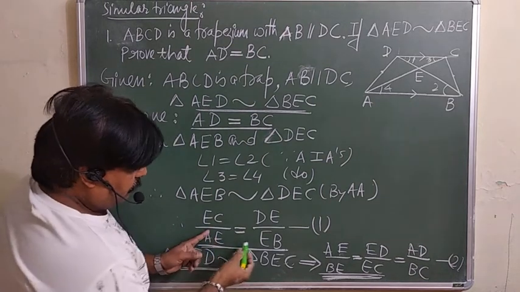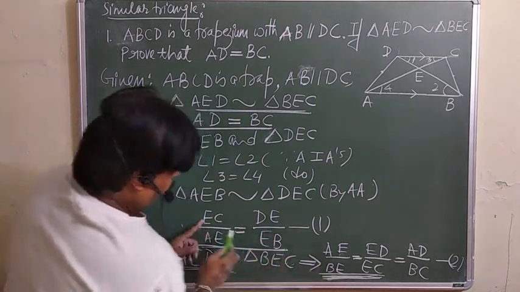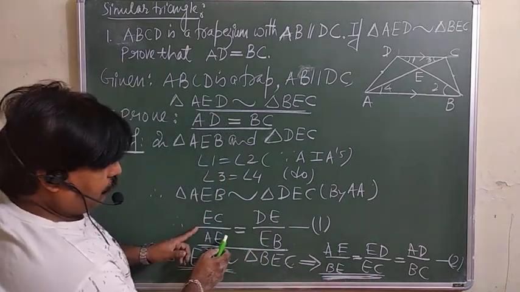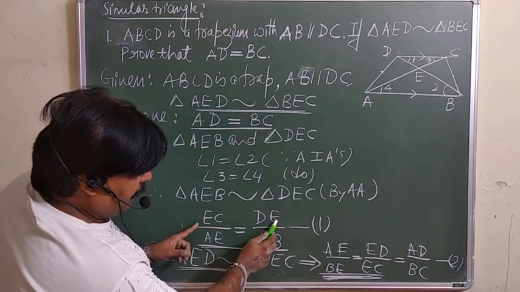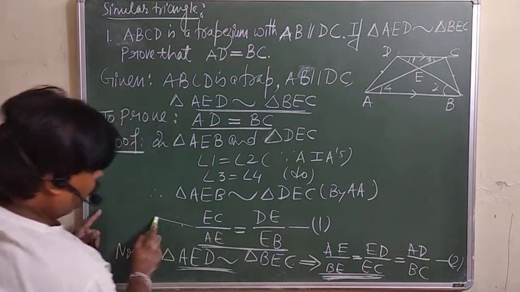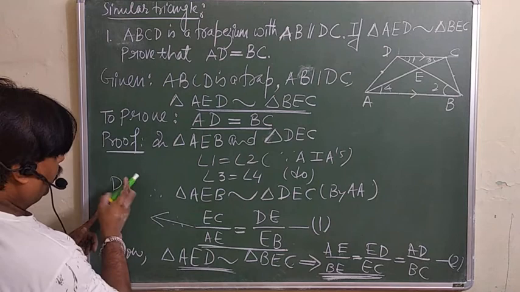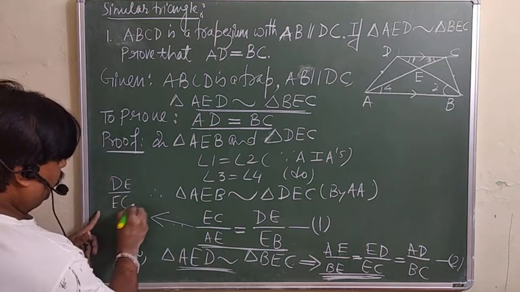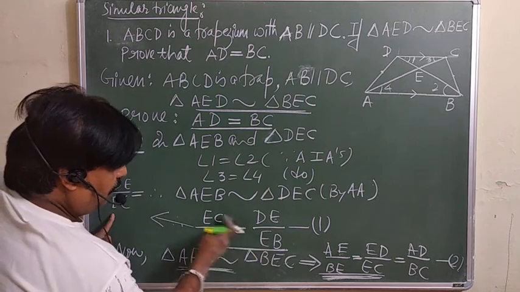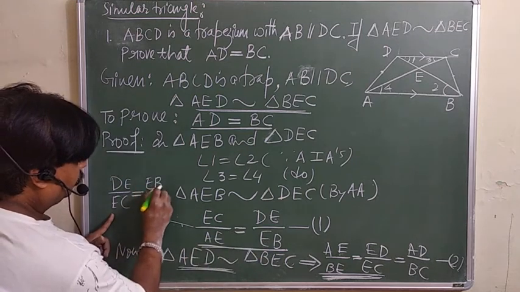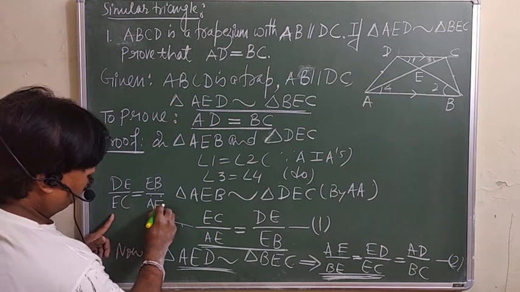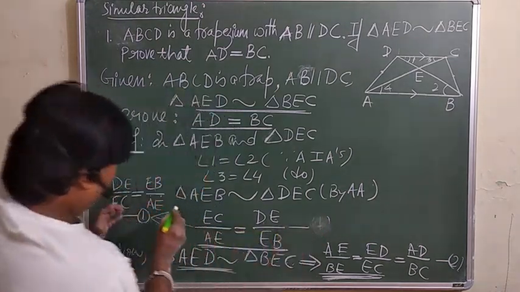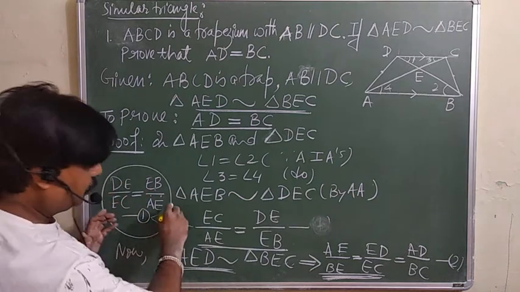Now look at here, here and here. Here EC over AE is equal to this one, which is given. From these two, you can write DE over EC. From here, you can write DE over EC is equal to EB over AE. This is how you get equation number 1. This I am going to change. Now just see from this one and these two.